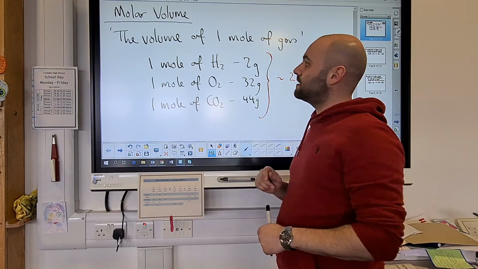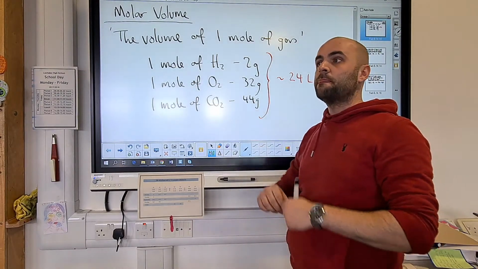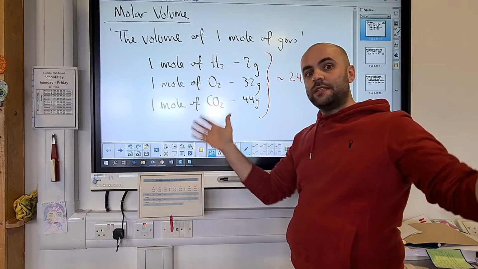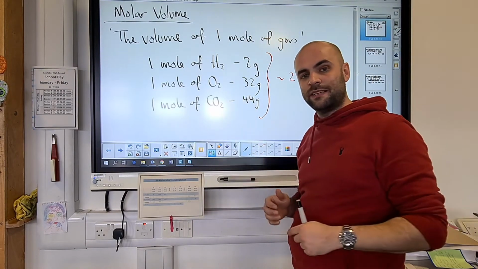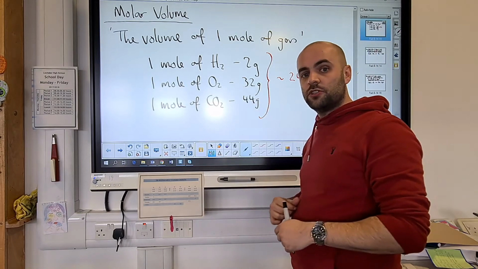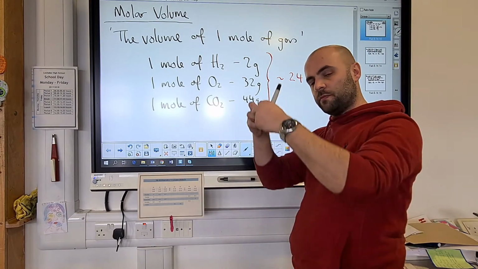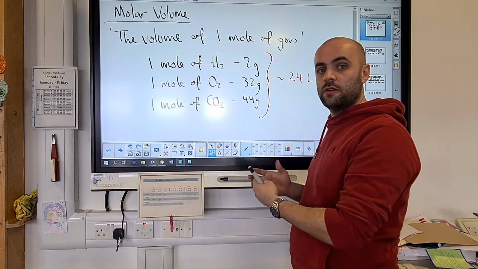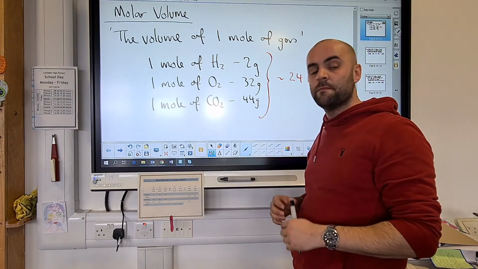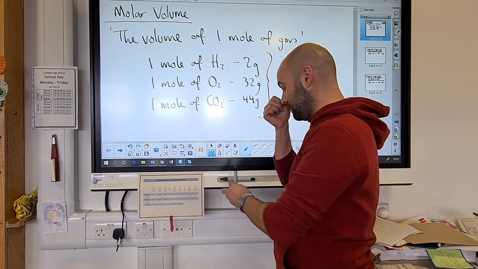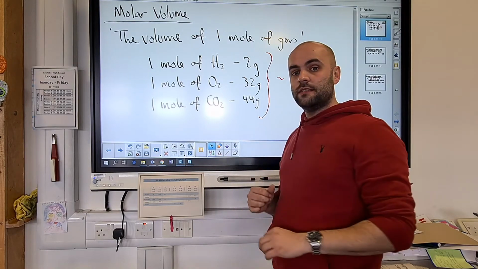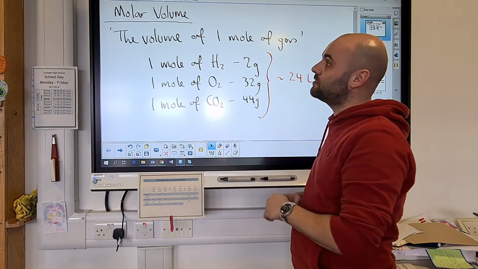This basically means if I had 1 mole of hydrogen, it would take up 24 litres, quite a big space. If I had 1 mole of oxygen, exactly the same. So regardless of what gas we're talking about, because the particles are so far away, the weight becomes a bit irrelevant and they occupy the same volume. What we're going to be looking at is a couple of questions on how to use molar volume.